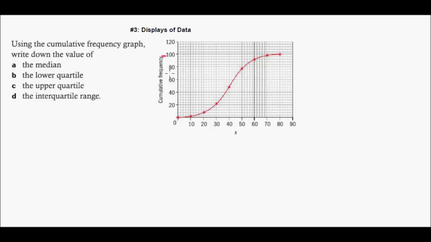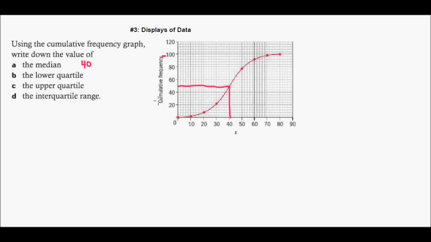Well, the median of 100 is just 50, right? So we're just going to go, 50 would be right here. We're just going to go up and over. And again, I don't have a ruler. I keep saying this, please use a ruler. So the median is roughly 50, or excuse me, 40.